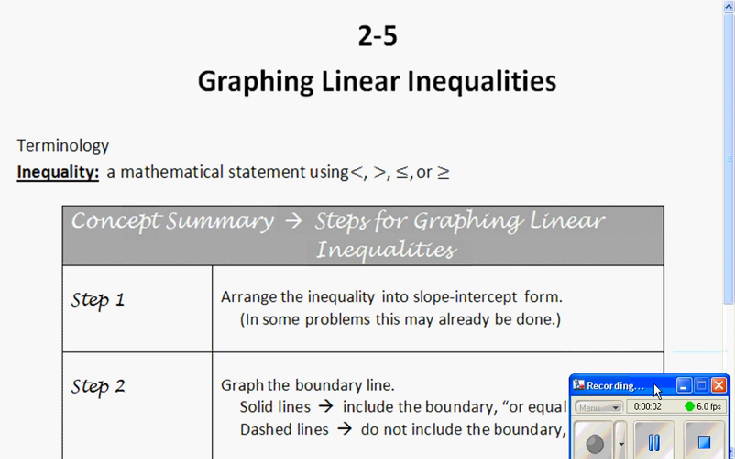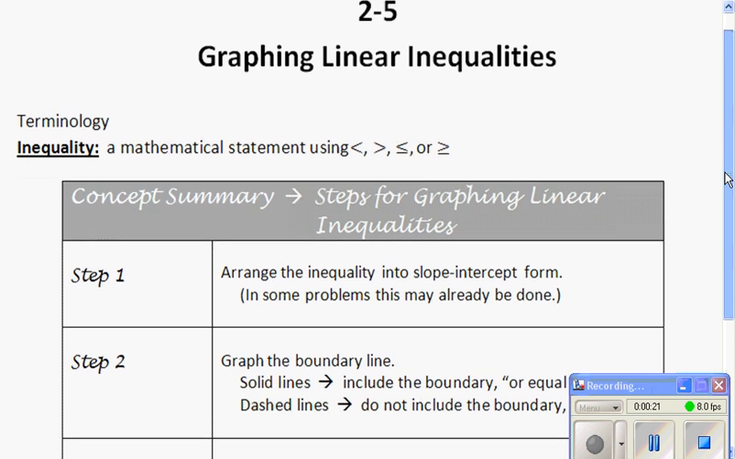Through 5, graphing linear inequalities. Today's terminology is inequality. An inequality is a mathematical sentence or statement using comparing symbols such as less than, greater than, less than or equal to, and greater than or equal to signs.